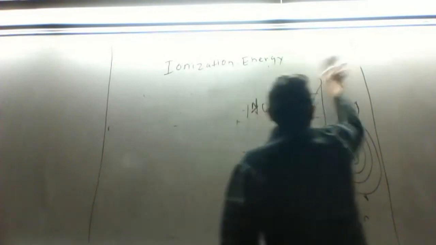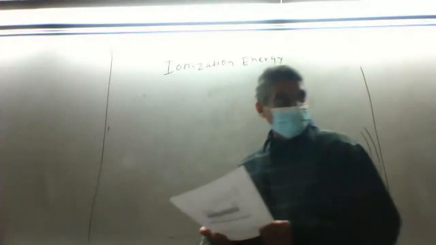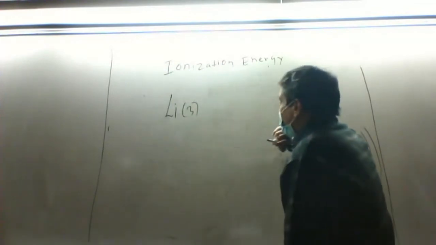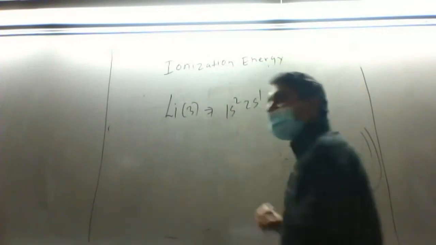Now let's talk about the second ionization energy. I think there is a second ionization energy here, first and second ionization energy. I'm still on the fourth slide. So let's look at lithium, number 3. What is the electronic configuration of lithium? This is 1s2, 2s1, right?